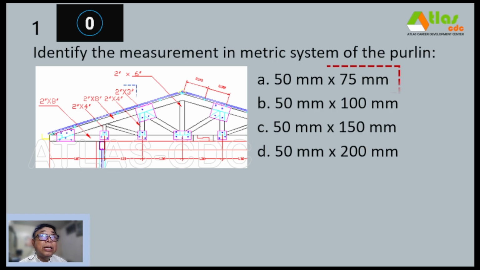And our answer is letter A, 50 mm by 75 mm. So this is the purlin.